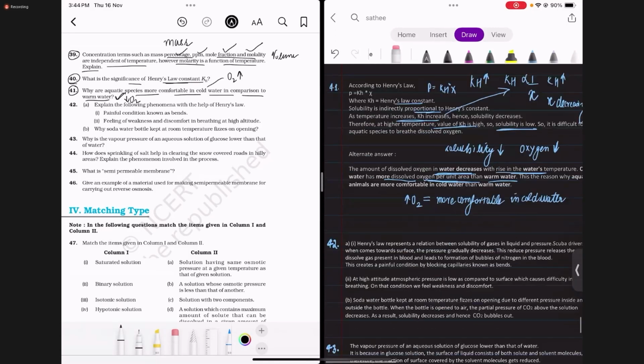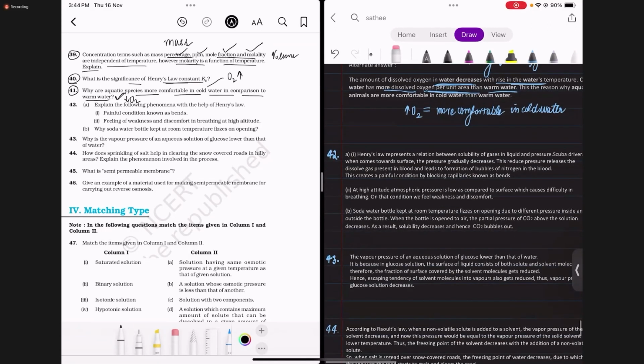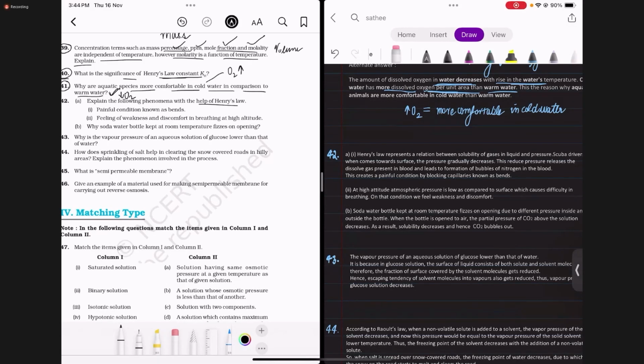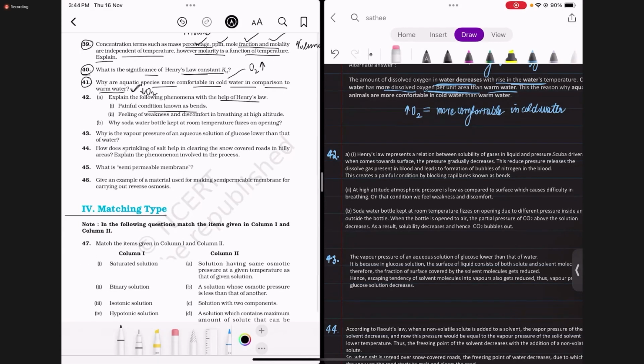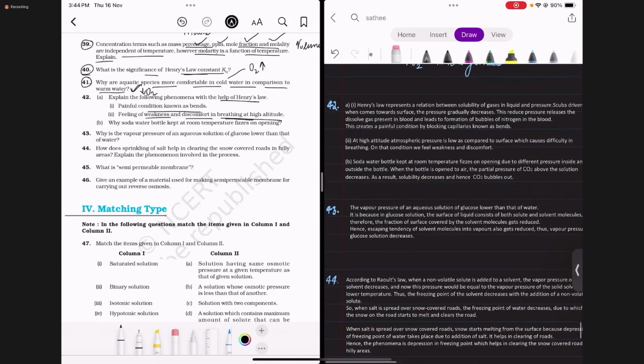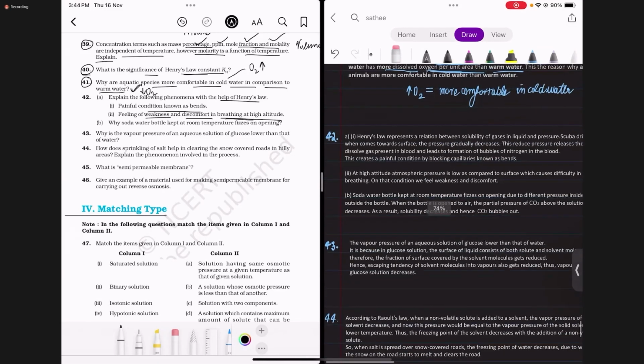Now we come to question number 42. Explain the following phenomena with the help of Henry's law. Painful condition known as bends, feeling of weakness and discomfort in breathing at high altitude. So painful condition known as bends पे हम आते हैं पहले.